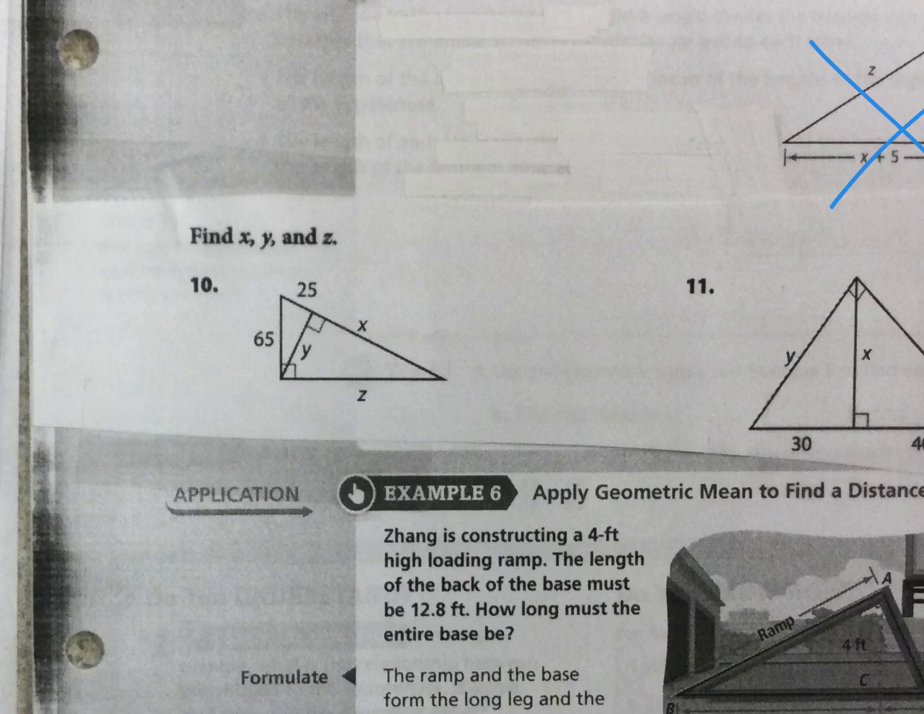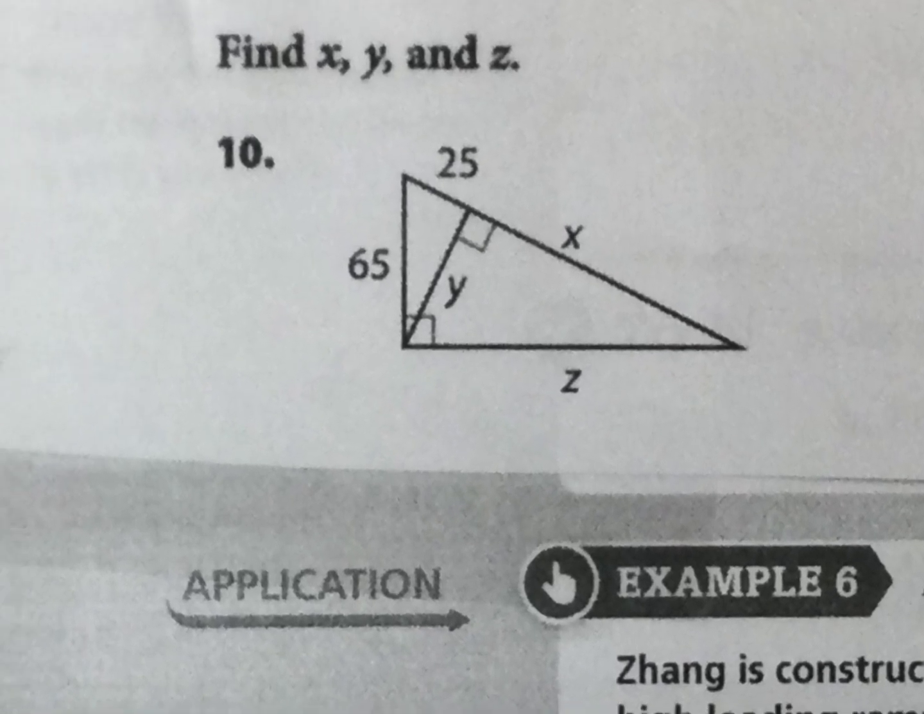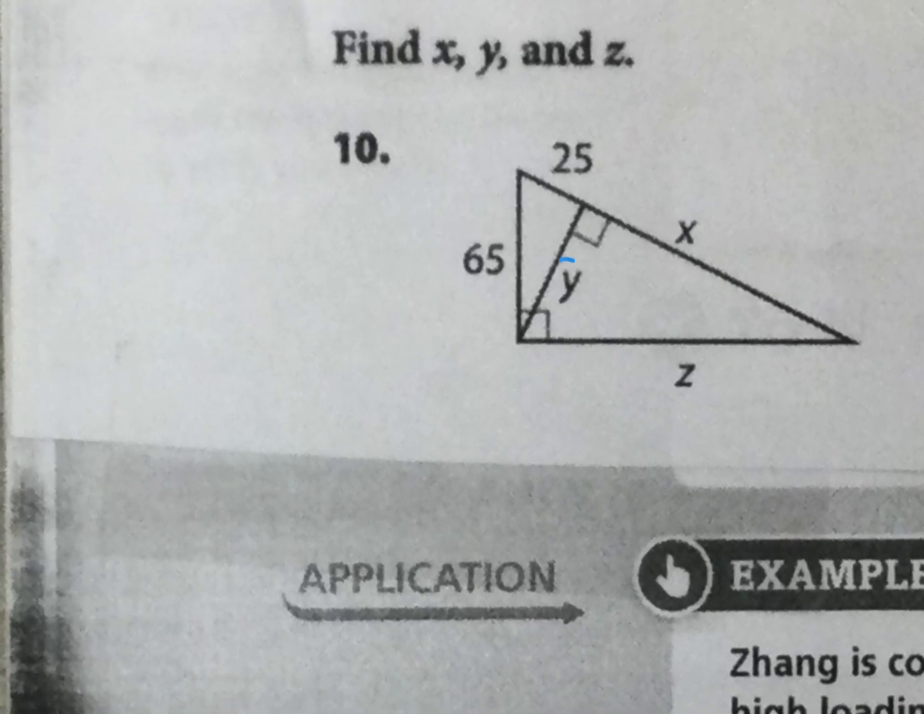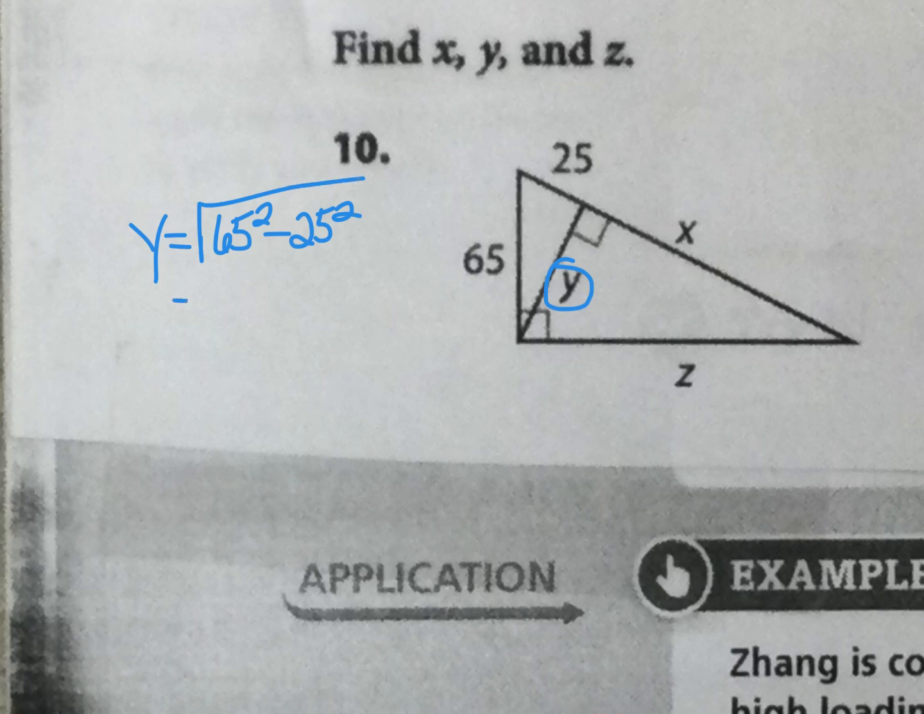Let's look at this one. Where do I start first on this one? Well, I'm going to have to use the Pythagorean theorem and find y. y is a leg, so it's minus: 65 squared minus 25 squared. It's going to give me 60.